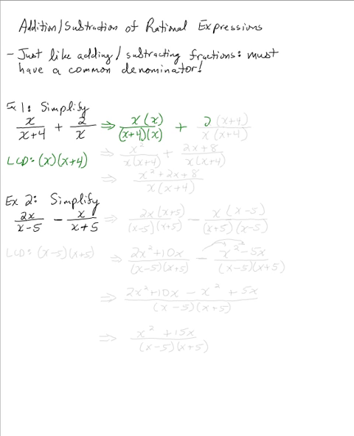Plus, we have 2 over x. Alright, so this has the x, it's missing the factor of x plus 4. So multiply by x plus 4 in the denominator, and x plus 4 in the numerator.